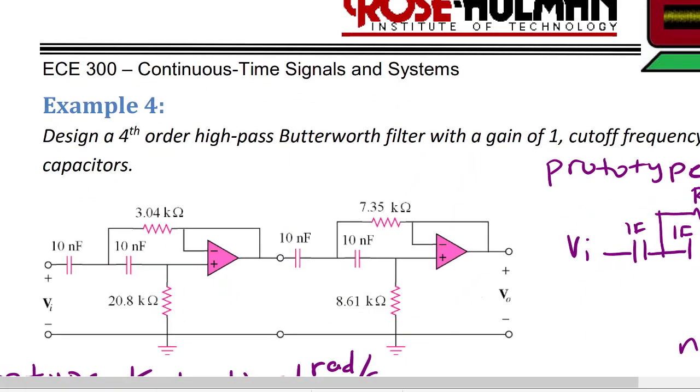And finally, let's see what the final scaled circuit looks like that meets our design specifications of a 10 nanofarad capacitor and a cutoff frequency of 2 pi 2000 radians per second.